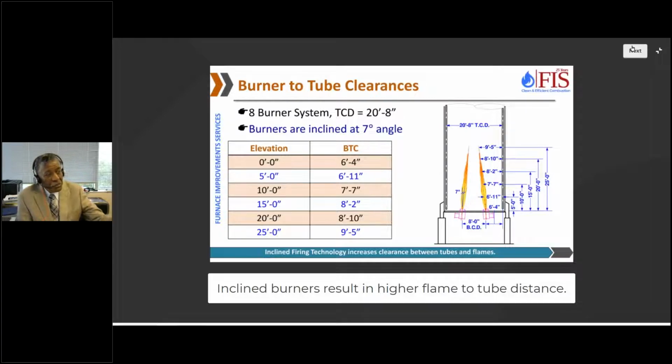This is an example showing, for an 8-burner system, when we put it at 7 degrees, how the clearance goes up from 6 feet to 9 feet at about 25 foot. We assume the flame is about 25 foot. This was a 65-foot box, vertical cylindrical crude heater at one of the Texas refineries. And you can see how we are able to deflect the flames away from the tube. And this does not affect any heat transfer. That's good news, that your heat transfer still remains the same, as I said.